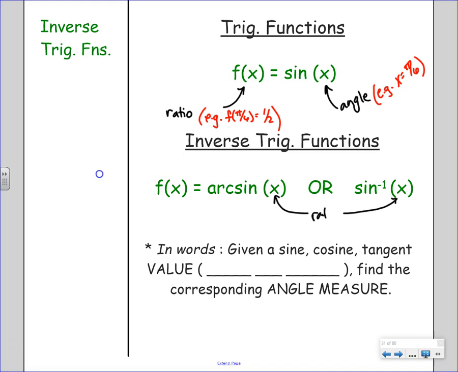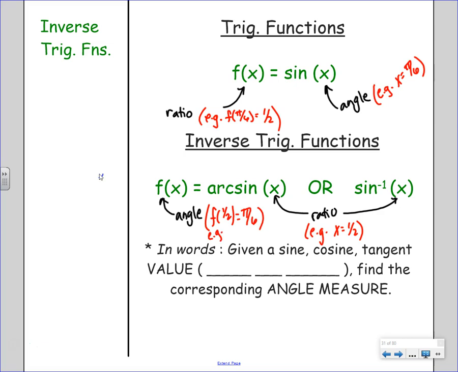You're putting in ratios, for example 1/2, and you're getting out an angle, which in our example would be f of pi over 6 for an inverse. F of 1/2 of an inverse would lead us back to pi over 6.